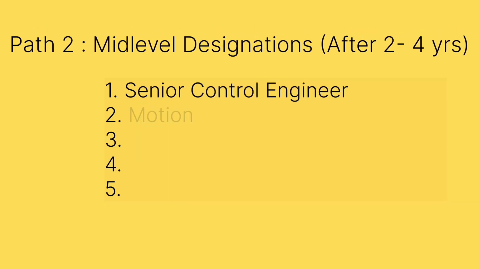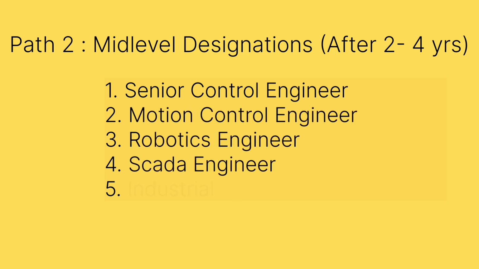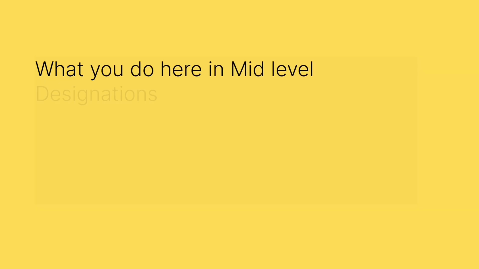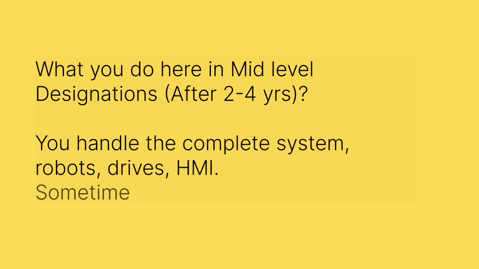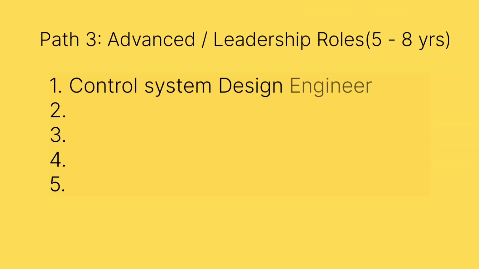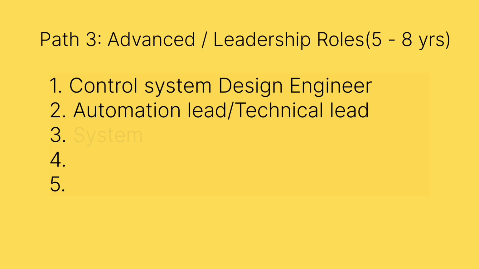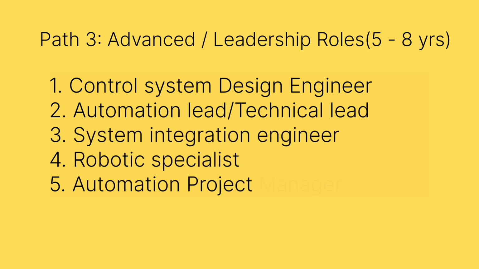Once you gain experience, your role naturally moves forward to senior control engineer, motion control engineer, robotics engineer, SCADA engineer, industrial automation engineer. Now, what you do here, you handle the complete system, robots, drives, HMIs, and sometimes lead small teams. With strong skills and confidence, you grow into control system design engineer, automation lead, technical lead, system integration engineer, robotics specialist, automation project manager.